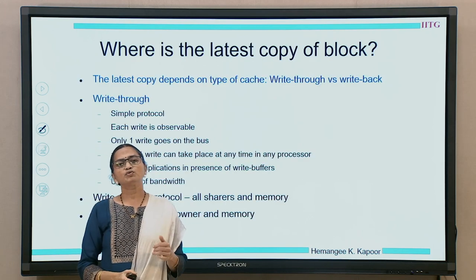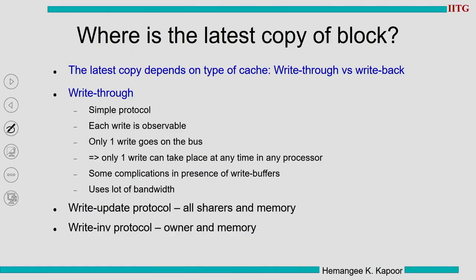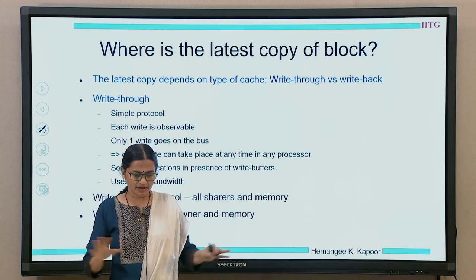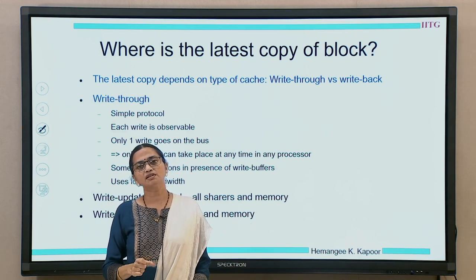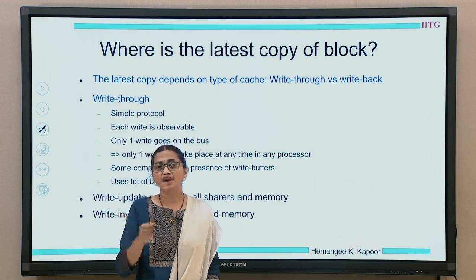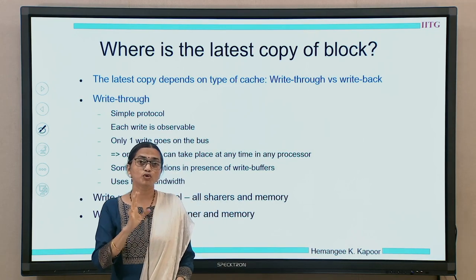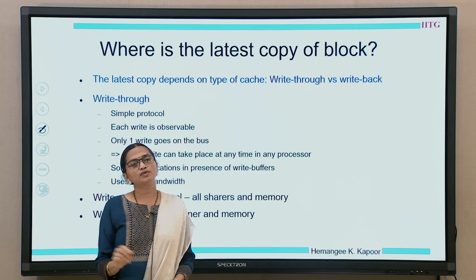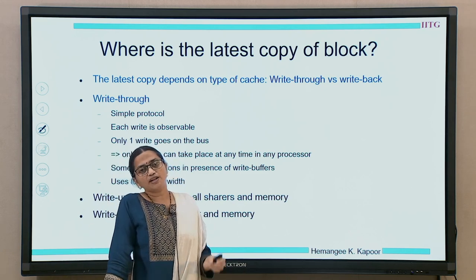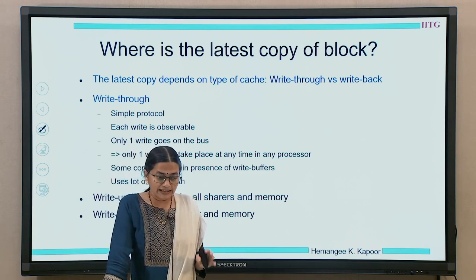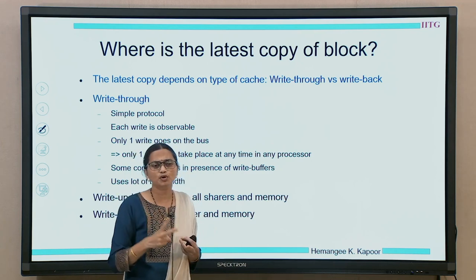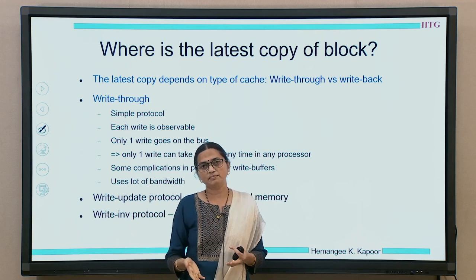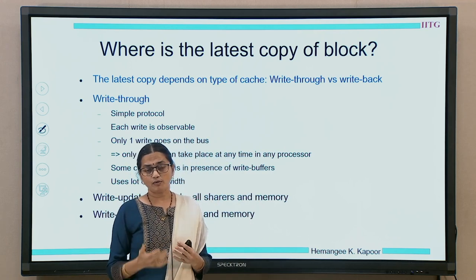Okay. The last question was, where do I find the latest copy of the block? That is, for future readers, when we have done all this write update, write invalidate, coherence is maintained, but a new reader comes into the system, where does that reader find the data block? Where is the most recent value available? Now this depends on the type of cache with every processor. That is, either the cache is write through or it is write back. And then we have two types of protocols, write invalidate and write update. So we need to look at all these options.